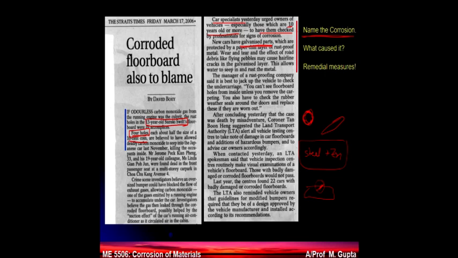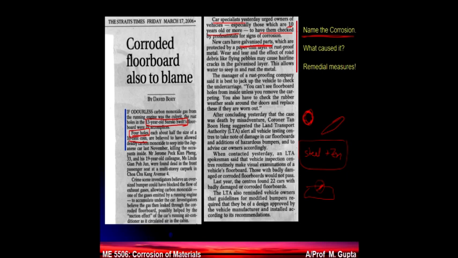Anyone want to try, or shall I give you the answer? Anyone want to raise a hand? Anywhere? No? All right. What you expect at the floorboard is mud deposits. Remember, crevice corrosion is also known as under deposit corrosion.